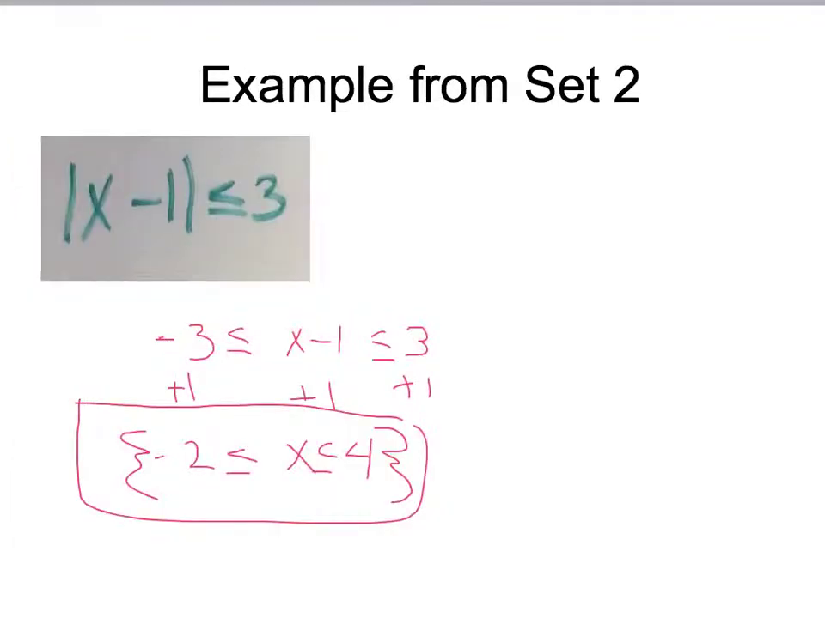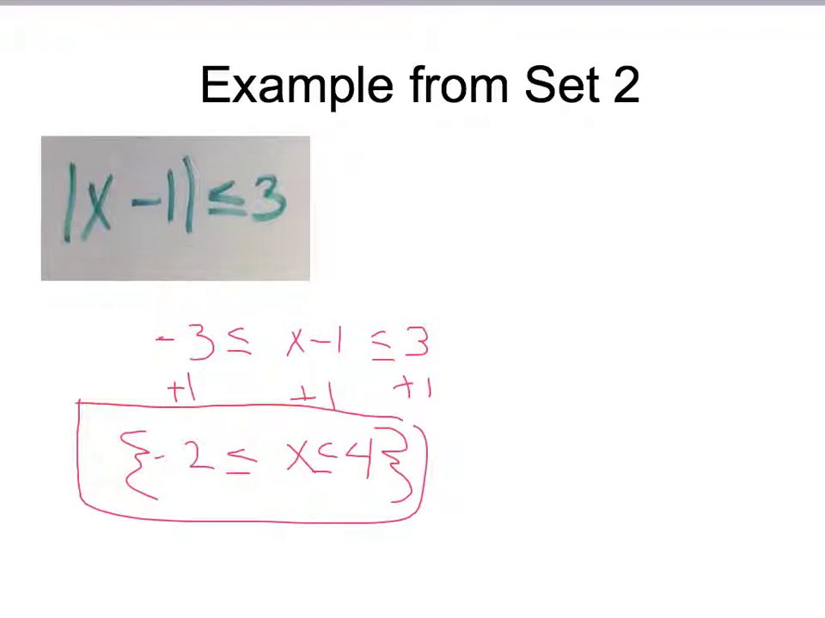If we have the absolute value of x minus 1 is less than or equal to 3, the way we set it up is we take what's inside the absolute value, put it in the middle. Then I've got positive 3, put that on the right. Take the same value, make it negative, put it on the left. And then we just solve for x. So I add 1 to all three sides, and I get negative 2 is less than or equal to x is less than or equal to 4, which, if you will look, is the exact same answer we got with the index cards.